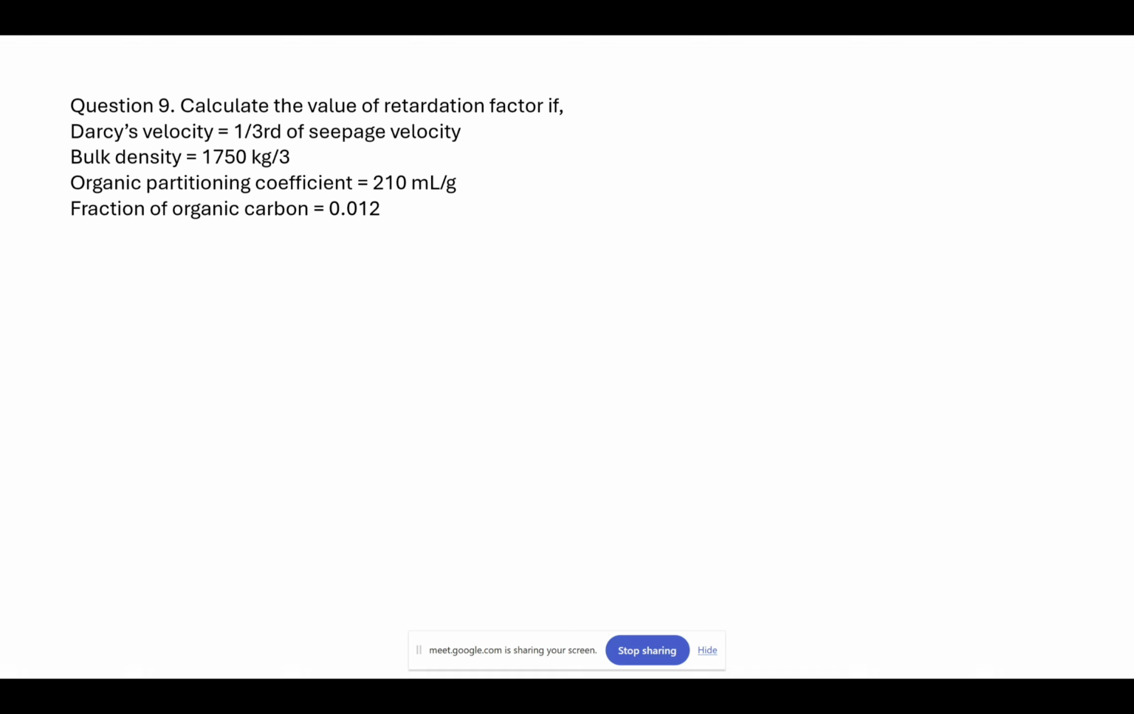So again, I will give you all 5 minutes. Just take your time and try to solve this question. Everything is given. You just have to put these values in the retardation factor formula and calculate the retardation factor. So please, everyone, try to solve this question and write the value which you are getting in the chat box.